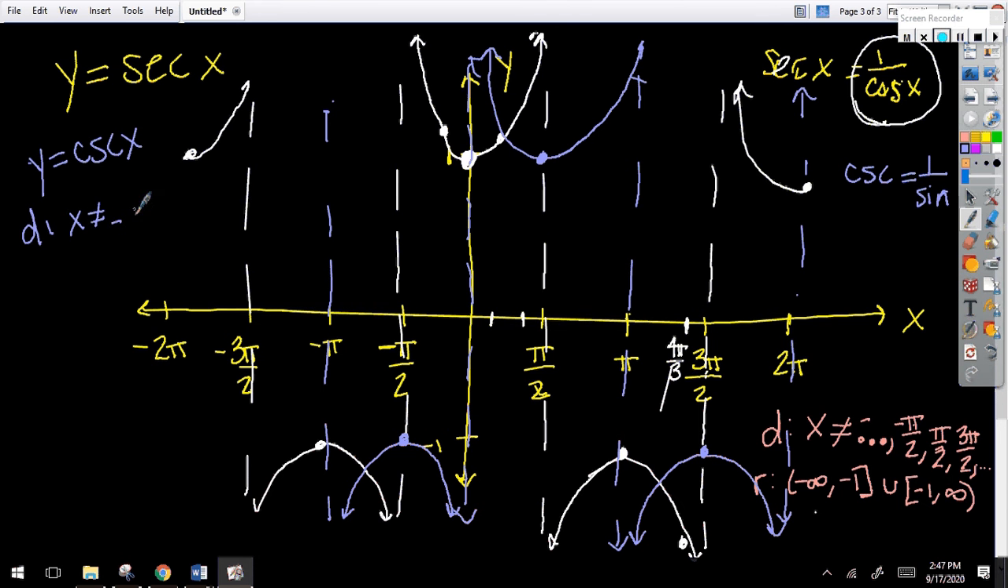So again, here's what you have to think about. Cotangent is the reciprocal of tangent, right? So tangent is sine over cosine. So if tangent is sine over cosine, that means cotangent is cosine over sine.